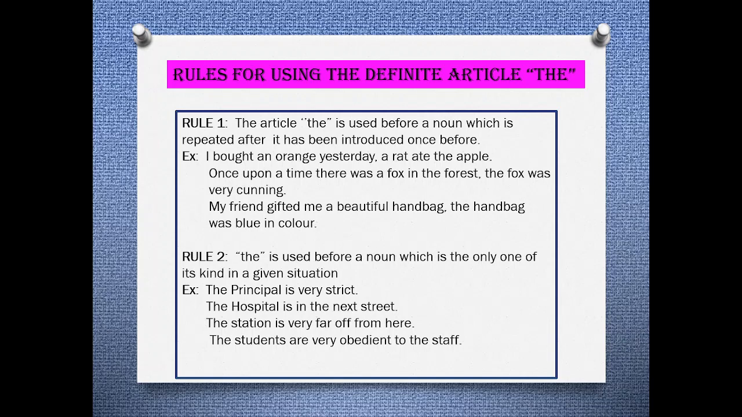Now rule 2: the is used before a noun which is the only one of its kind in a given situation. The principal is very strict, because a college will have only one principal. So when I say the principal, everybody understands that we are talking about that particular person who is appointed as principal. The hospital is in the next street.